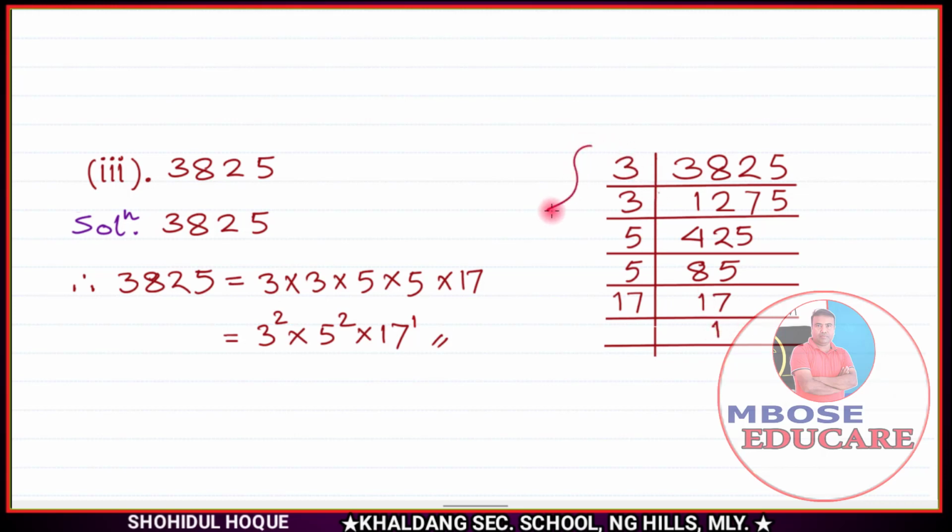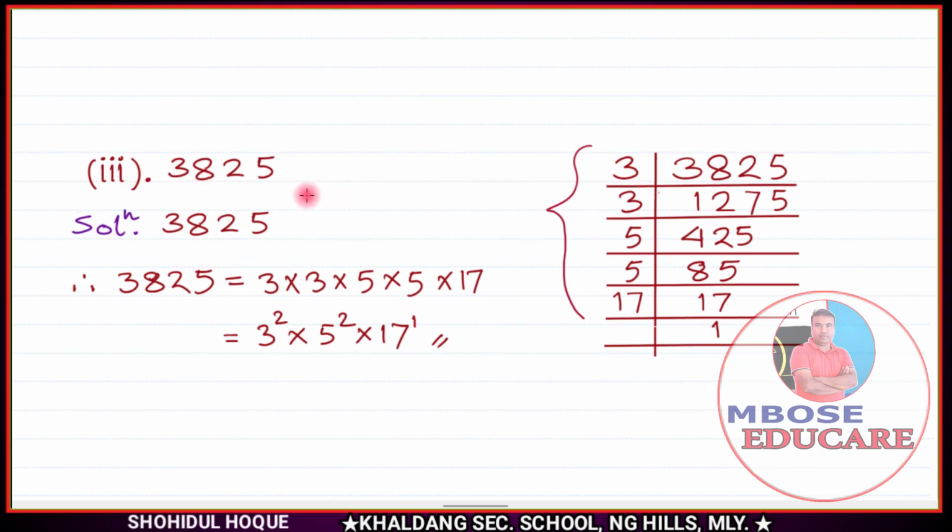So now we have to write these prime factors as a product. So see, 3825 is equal to 3 into 3 into 5 into 5 into 17. Now we have to write it in the power form. 3 two times, so 3 to the power 2, 5 also two times, 5 to the power 2, and 17 is one time, so 17 to the power 1. Alright, number three also we have done here.